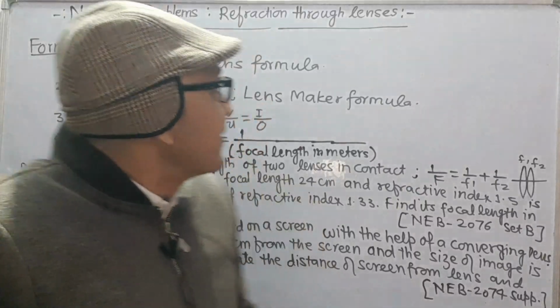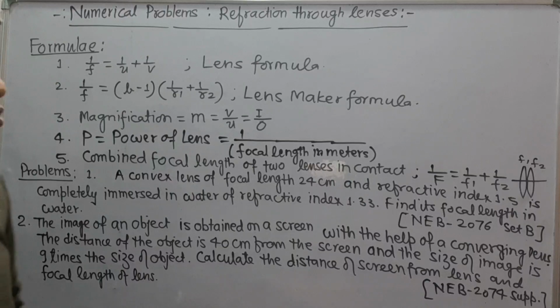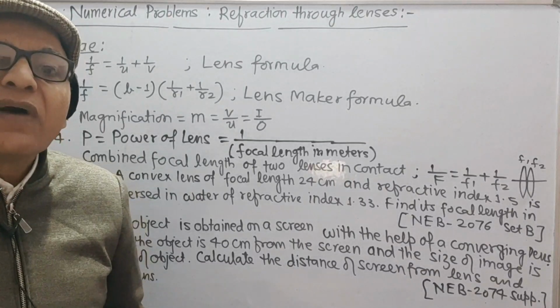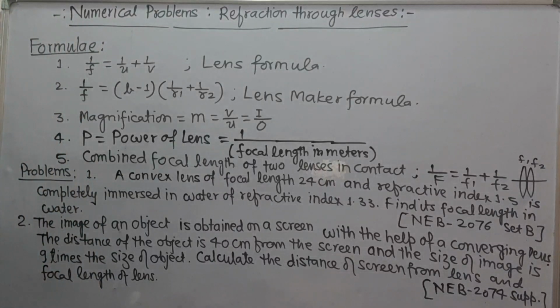Hello dear students, we are going to solve some numerical problems related to refraction through lenses. At first let us review the related formulas. First formula is lens formula, which is 1 upon f is equal to 1 upon u plus 1 upon v. Here f is focal length, u is object distance and v is image distance.